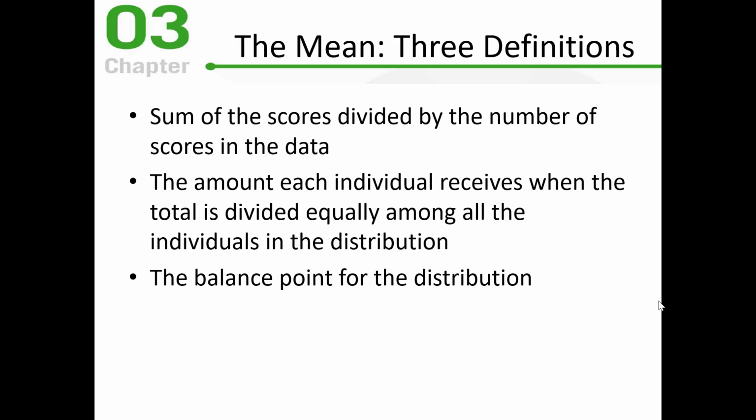The mean can be thought of in multiple ways. As we discussed in the last slide, the mean is the sum of the scores divided by the number of scores in the data set. Another way of describing this is that the mean is the amount each individual receives when the total is divided equally among all individuals in the distribution. For example, if there are 9 pieces of pie and Bill eats 2 of them, Sarah eats 4, and Eddie eats 3, the mean would be 3. 2 plus 4 plus 3 equals 9.